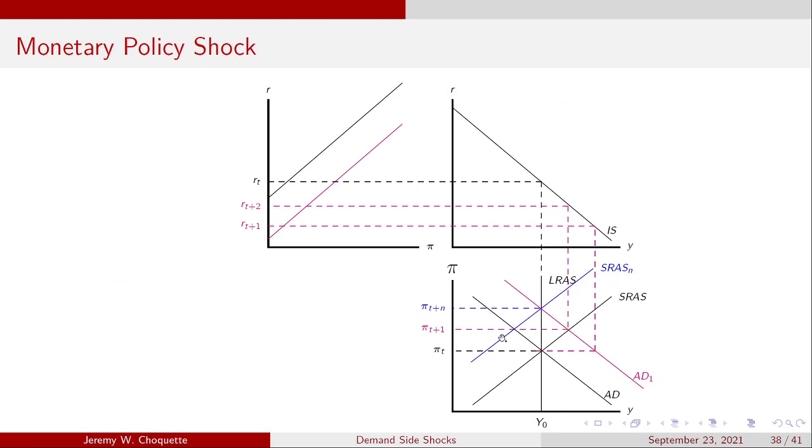Short run aggregate supply shifts back in. We have a higher rate of inflation. Output is back to where it was prior to the shock. We trace over, and what do you know? The interest rate consistent with this long run equilibrium is the interest rate that was consistent with the long run equilibrium prior to the shock. That is what monetary neutrality is. Real variables are unaffected, only nominal variables are affected.